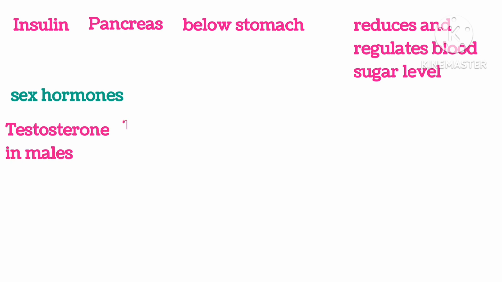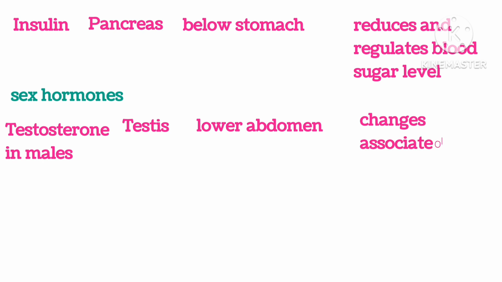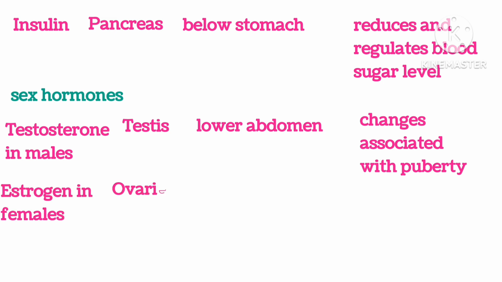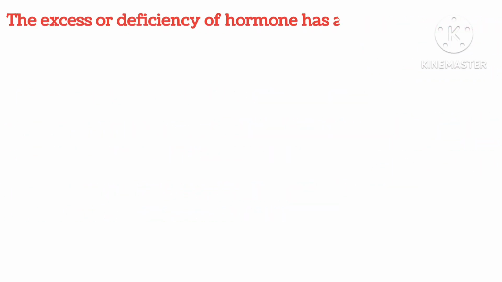Then there are two types of sex hormones. First is testosterone in male, secreted by testes, situated in the lower abdomen, and is responsible for the changes associated with puberty. Second is estrogen in female, secreted by ovaries. The excess or deficiency of hormones has a harmful effect on our body.